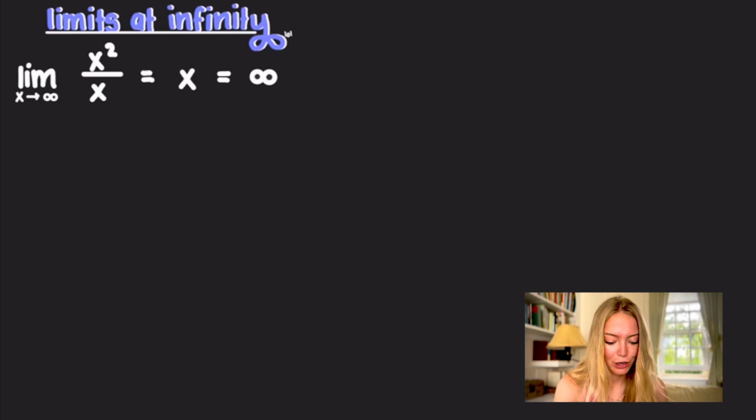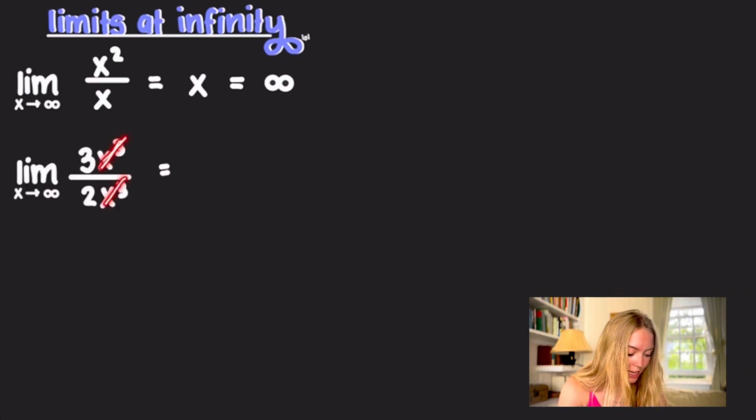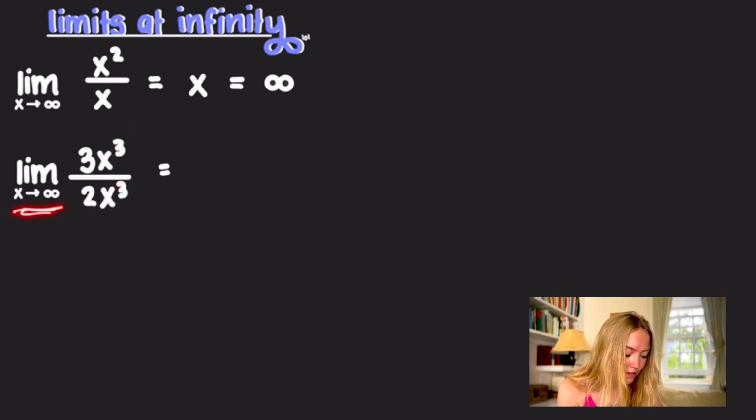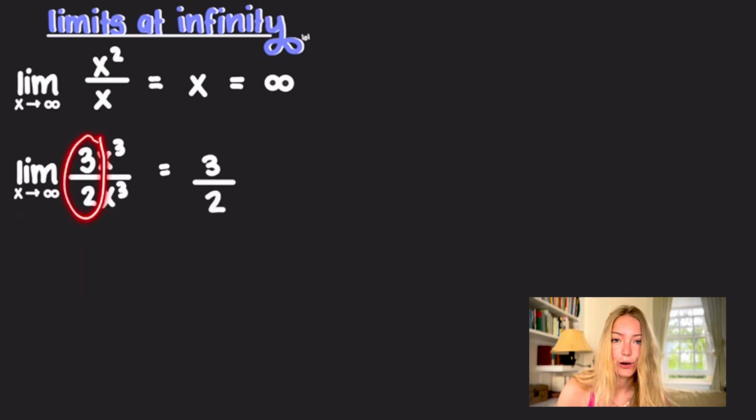All right, number 2. In this case, these x's are going to cancel out. So if you have an exponent with the same number on top, they're going to cancel out, and your answer as x goes to infinity is just going to be 3/2. It's just going to be these coefficients. Cool, 2 out of 3 done.